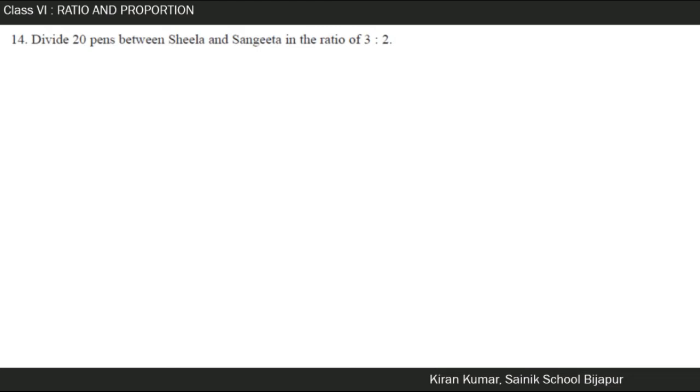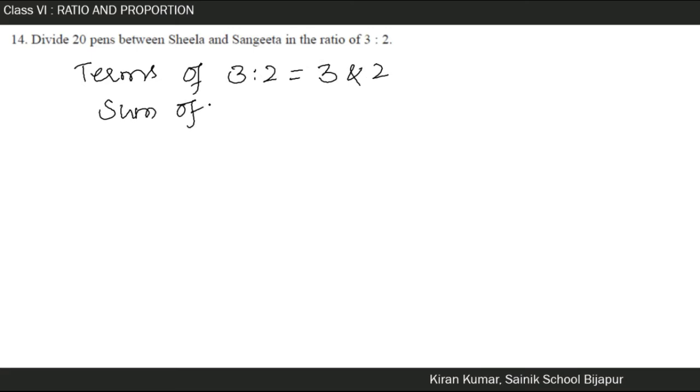Question number 14. Divide 20 pens between Sheila and Sangeeta in the ratio 3:2. Here, the terms of the ratio 3:2 are 3 and 2. So the sum of the terms will be 3 plus 2, which is 5.